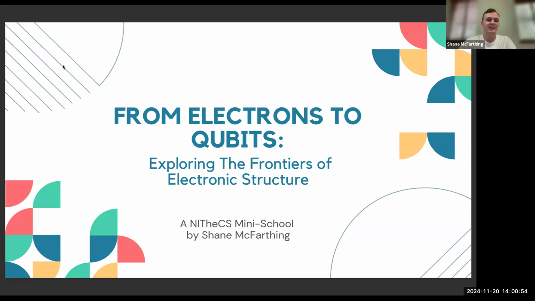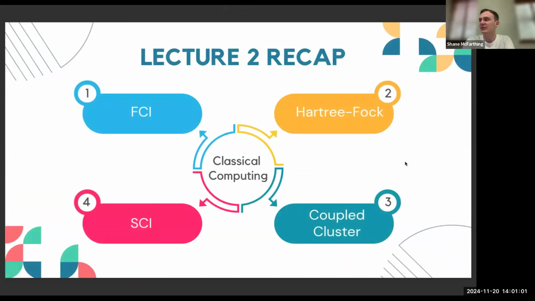Thank you very much, Prof. So this is the third lecture in our series of lectures on the electronic structure problem. And just to give a recap of what we covered last week: we focused on the classical methods for solving the electronic structure problem. We covered 4 methods. The first was the full configuration interaction method, which is capable of giving us the exact answer for the specific problem that we're considering.